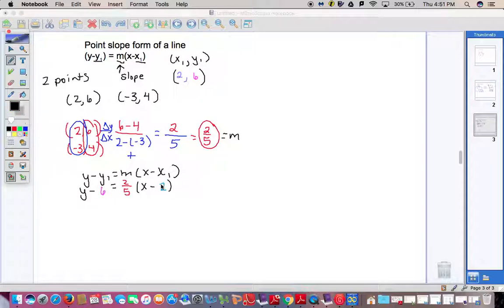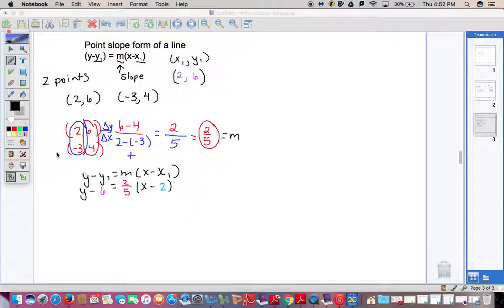So my equation right now is y minus 6 equals 2/5 times x minus 2. And again, it's just because this is what I found. I found my slope is 2/5, so that goes in here for slope. My x1 is 2, so there's a 2. My y1 is 6, so I put a 6 in here. I leave my x and my y that don't have the little subnumbers alone.